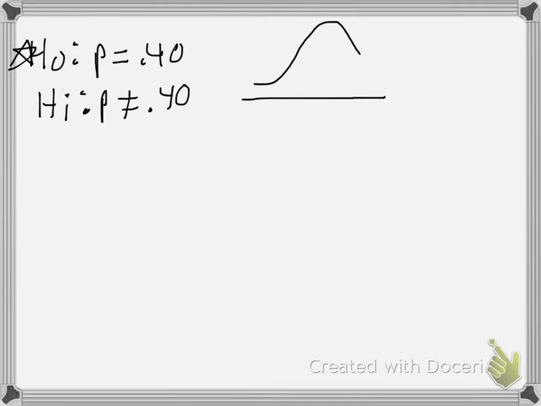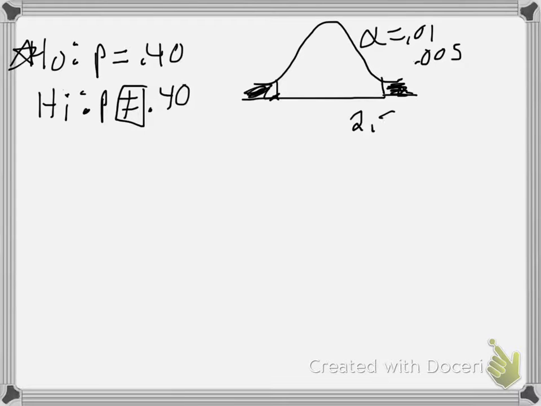Critical values. Okay? Based upon this right here, the not equal to, that means that I have two sides. Remember, our alpha was 0.01. So we need to find 0.005. And again, we can look at that t-table with infinite because, again, this is a proportion. We're always going to do a z-score. So that gives us 2.576 and negative 2.576.